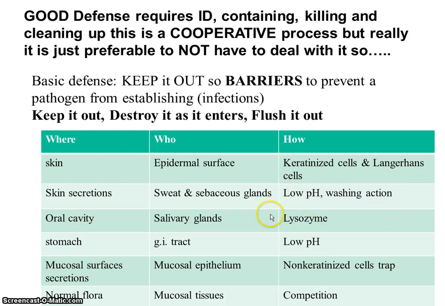In the oral cavity, we have lysozymes. In the stomach, we have acids. In the mucosal, again, you've got these cells that trap. Mucus is a trapping substance, so the mucus cells are non-keratinized, but that substance, mucus, can trap stuff. And then there's competition from the other microbes in your body. You can't colonize a place if there's already people there, or rather microbes there.